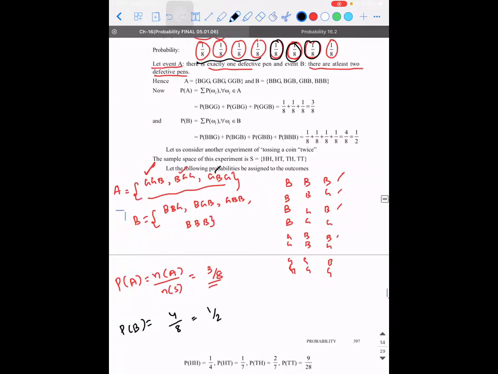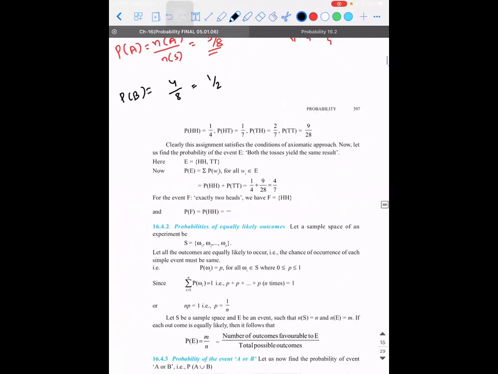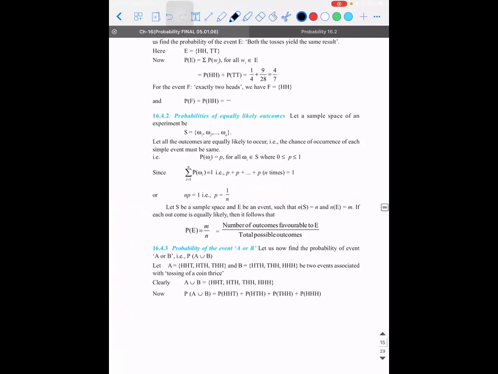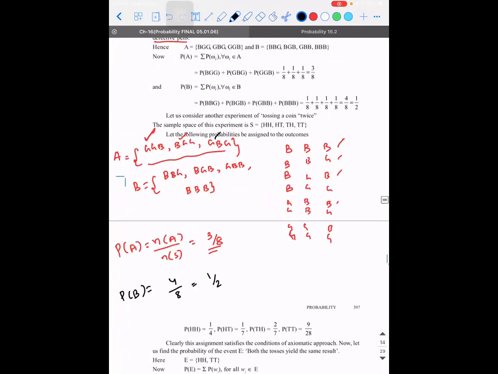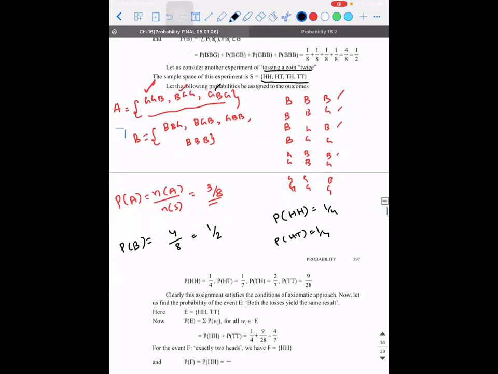So this is what we are going to do in this exercise. Similarly, let's do one more problem. Let us consider another experiment of tossing a coin twice. The sample space is head head, head tail, tail head, tail tail. So the probability of head head is 1 by 4. That is, the probability of each sample point is the same, 1 by 4. Probability of head tail is 1 by 4. Probability of tail head is 1 by 4. Tail tail is also 1 by 4.